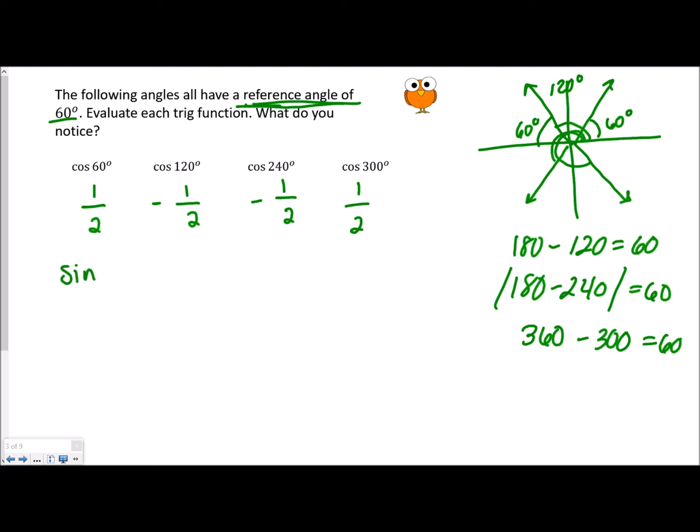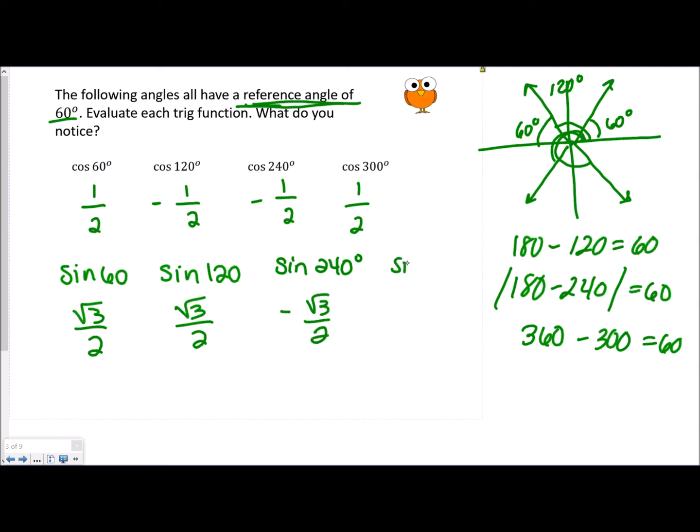If I were to go in and do the sine of 60, it is square root of 3 over 2. Sine of 120 is square root of 3 over 2. It's positive. Sine of 240 is negative square root of 3 over 2. And sine of 300 is negative square root of 3 over 2. So 2 of them are negative and 2 of them are positive. It just depends on which quadrant you're in that tells you whether it's positive or negative.